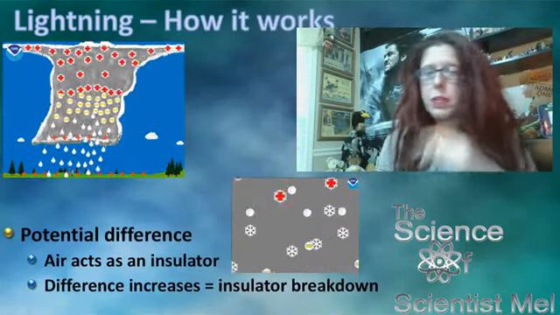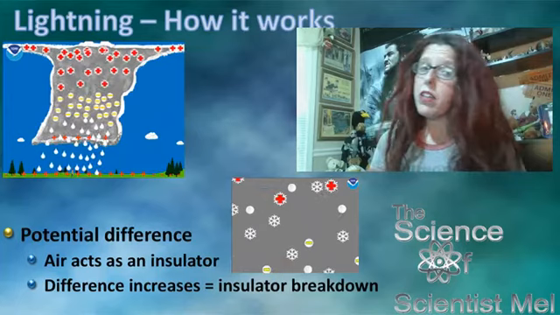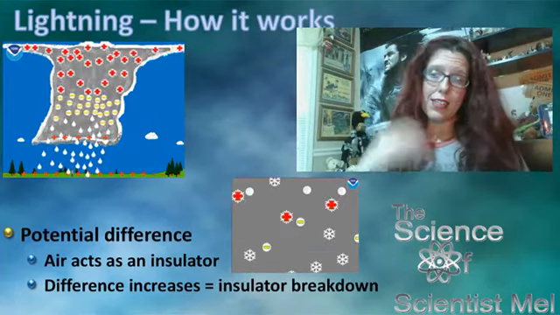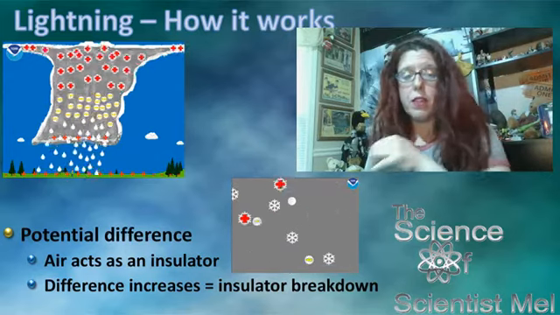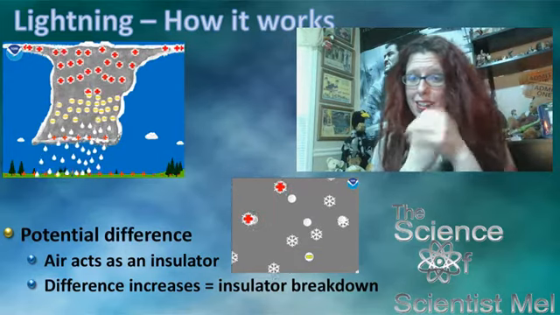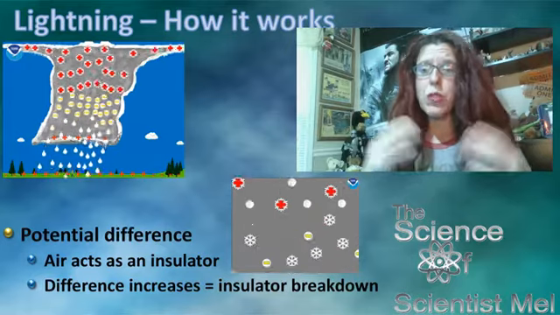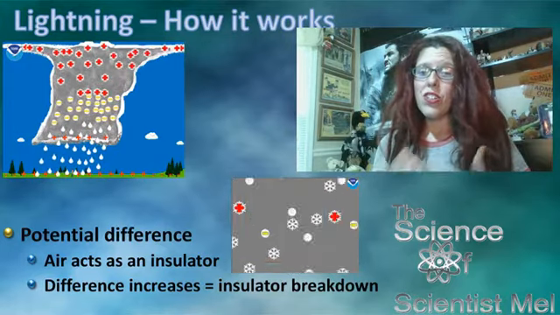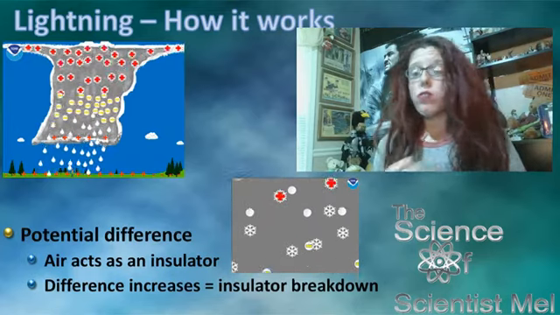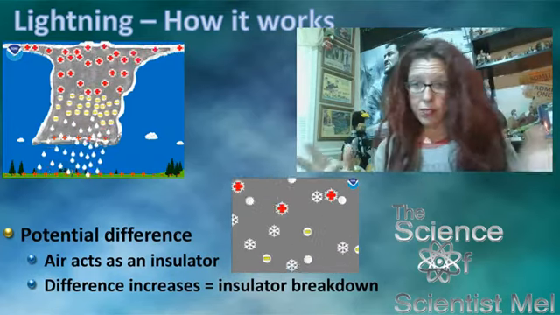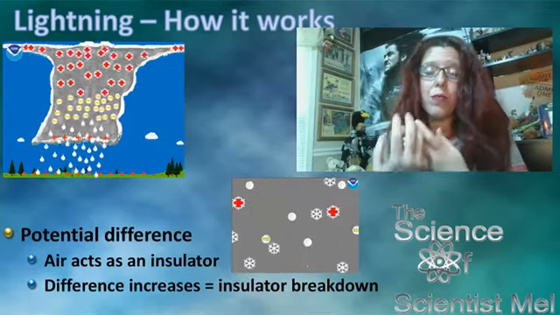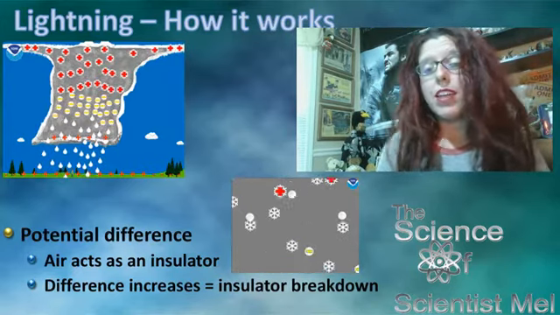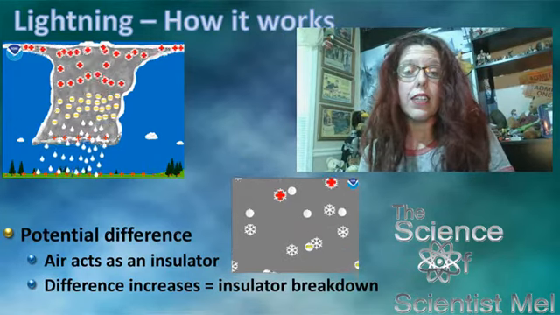So what is this potential difference? Well, customarily, air acts as an insulator. So in the initial stages of development, this air that's acting as an insulator between the positive and negative charges in the cloud, in between the cloud and the ground, well, as these differences in charges increase, that air that's normally an insulator breaks down. And so then what happens is we have a rapid discharge of electricity, and that's what we call lightning.